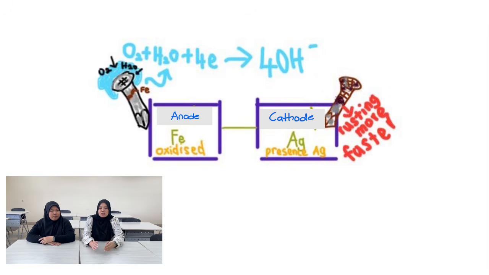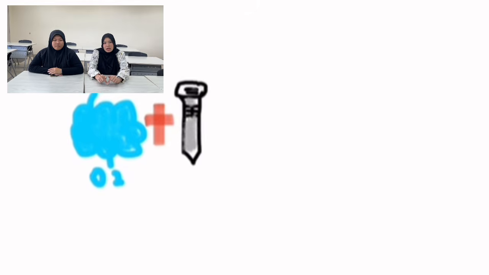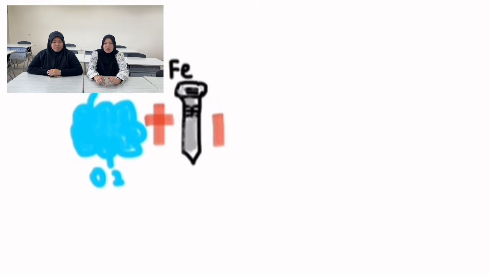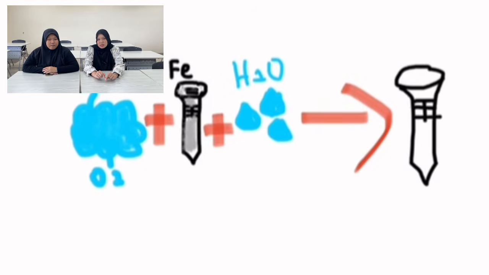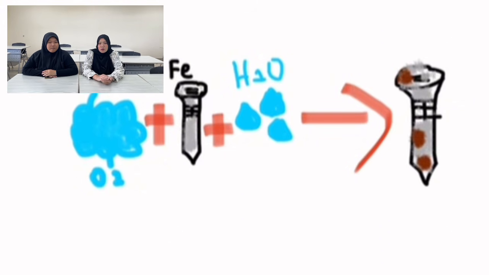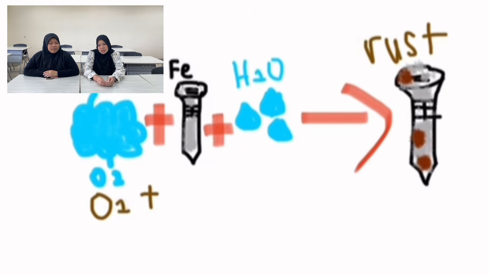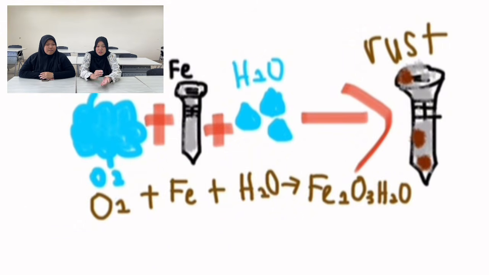Alright, then the electrons are received by oxygen and water, which are reduced to form hydroxide ion. After that, the process of rusting will continue until the formation of hydrated iron(III) oxide, which is known as rust. Therefore, the presence of silver metal covering the iron nail will not prevent the iron nail from rusting. Instead, it will accelerate the formation of rust on the iron nail. This is because the iron nail is forced to oxidize at a faster rate when in contact with a less reactive metal.